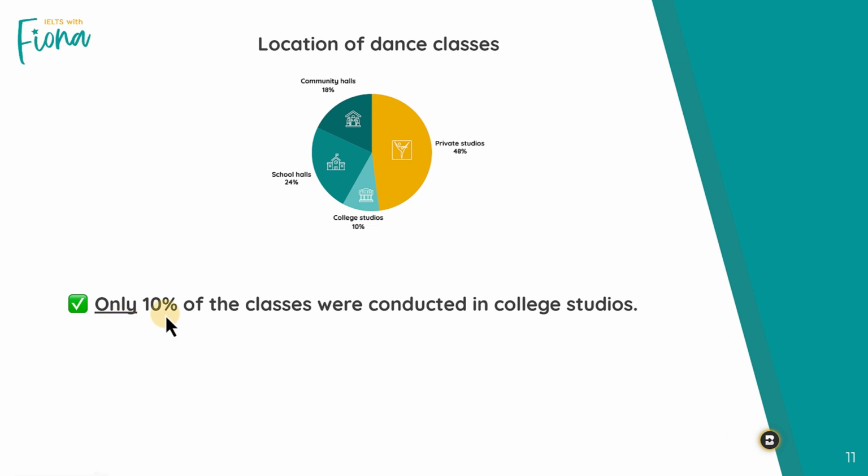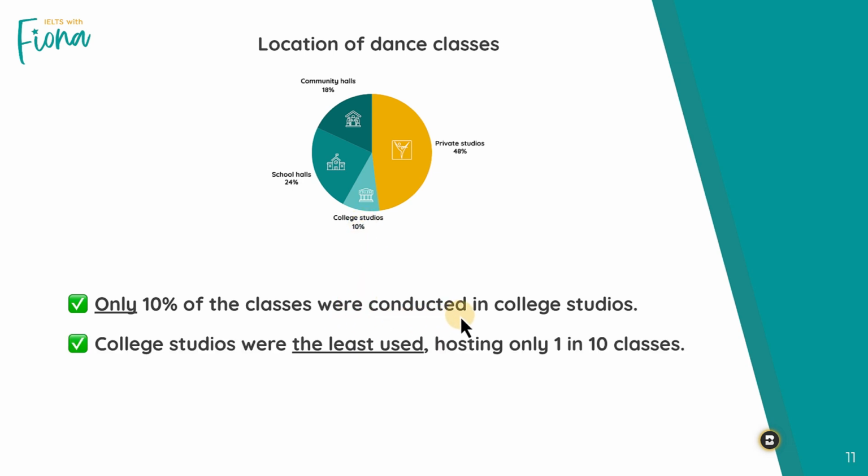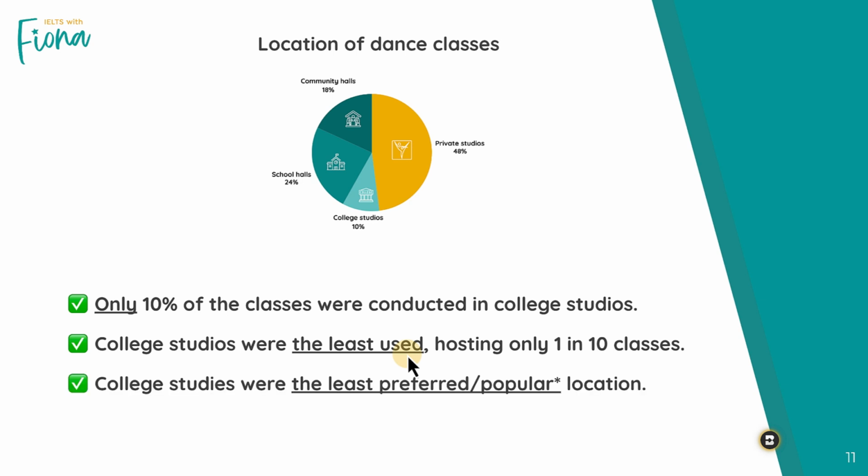So only 10% of the classes were conducted, again, synonym, in college studios. And college studios were the least used. So I didn't say least popular. I said the least used or the least utilized, more formal. But that's all we know, is how much these places were used as location. However, I think it's also possible to say college studios were the least preferred or least popular location.